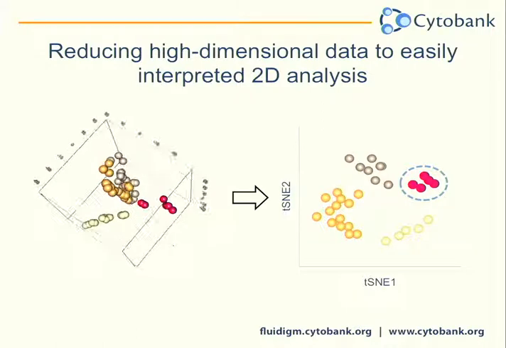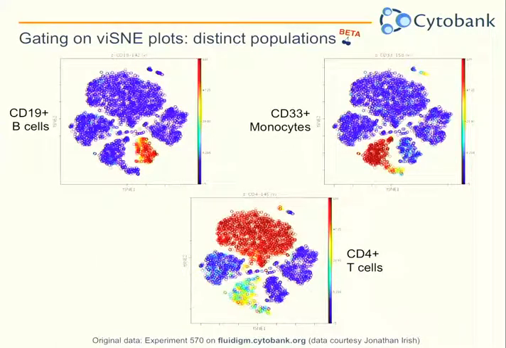And as proof of principle, one of the things that we've done is run it on canonical data sets that we already have on Fluidigm Cytobank. For example, this is a 26 marker data set that Jonathan Irish collected a while back. So for each of these plots, the x-axis is one of the Visney dimensions, the y-axis is the second Visney dimension, and we've colored every single point by a particular marker of interest.